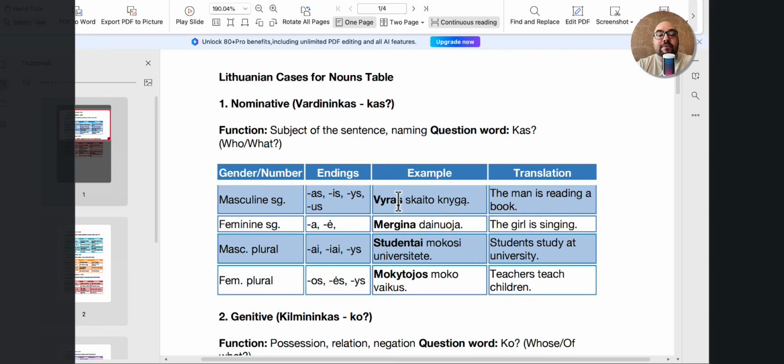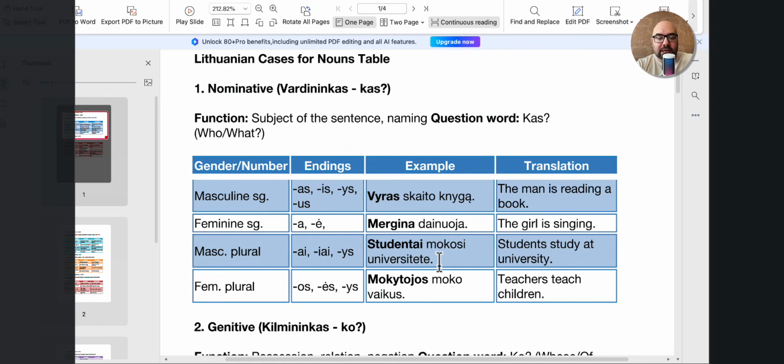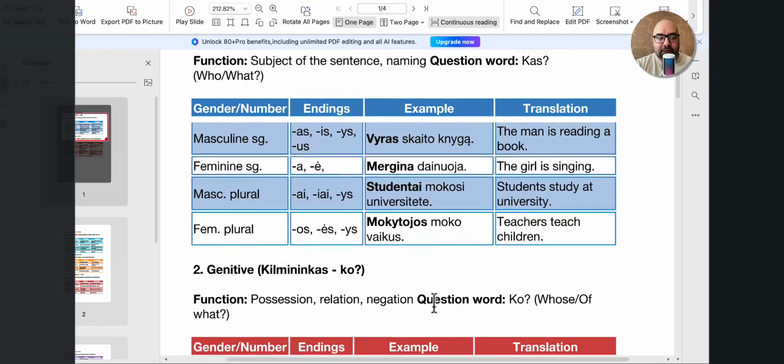For example, vyras skaito knygą. Who is the doer? Vyras. The man is reading a book. Mergina dainuoja, right? The girl is singing. Studentai mokosi universitete. Students study at university. So studentai, masculine plural. Mokytojos, feminine plural. Mokytojos moko vaikus. Teachers teach children. So this is, as I said, basically the doer of the action in the sentence. This is the nominative case.